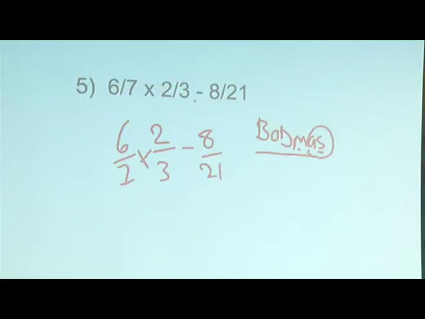We can still cancel. Cross-cancelling will give us 1 here and 2 there, and then we have 4. We add brackets here so that we multiply first to follow BODMAS. That is very, very important. Then 2 times 2, we get 4, and 7 times 1, we get 7 there. Then minus 8 over 21.